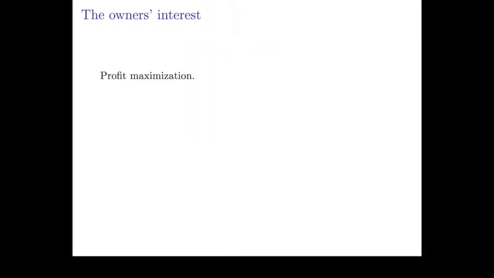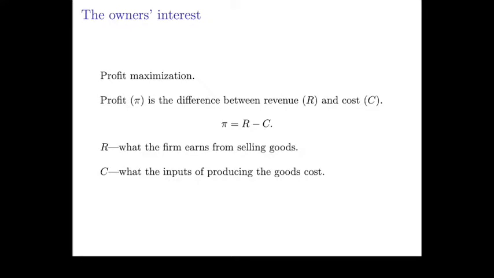So what is the owner's interest? The owner's interest, like I said, is profit maximization. So what do I mean by that? Well, profit, which we often will represent by the Greek letter pi, is the difference between the revenue and the cost. So revenue is what the firm brings in by selling goods. Cost is the cost of the inputs for producing those goods. So the difference between what you receive and what you spend. That's what the shareholders would like to maximize.